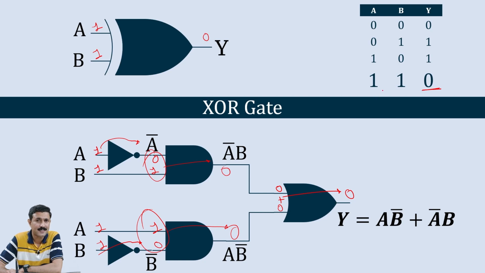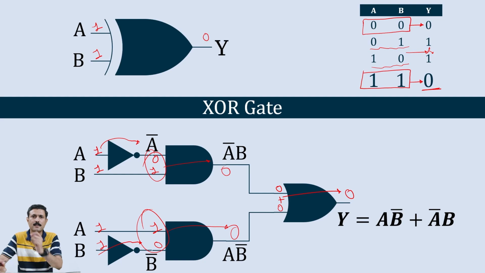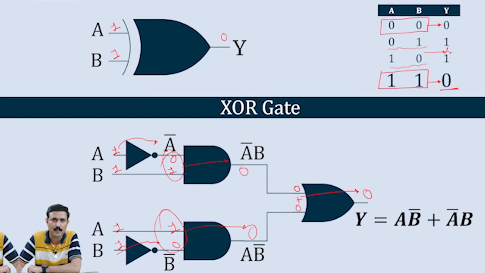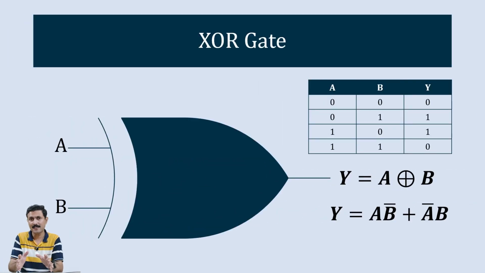So now I think it is clear to you that whenever both inputs are the same, the output is 0. But whenever the inputs are different, the output is 1. This is the logical operation of the XOR gate. So I think the XOR gate is clear to you.